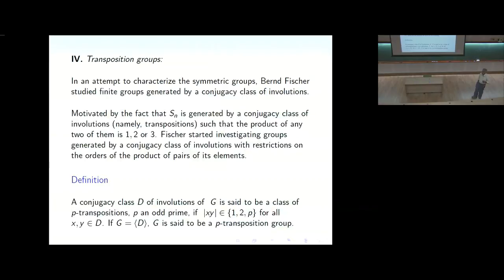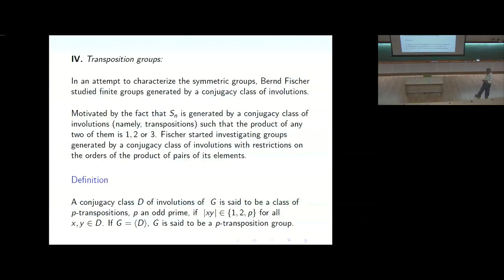And I'll only indicate another main theme that was started by Fischer, in analogy with the symmetric groups. The symmetric group, as all of you know, is generated by the set of transpositions, which is a conjugacy class of involutions, such that the product of any two of them has order 1, 2, or 3. You see that this property is the same thing from the diagrams. It's very clear that this is also true for the other Coxeter groups of type A_n, D_n, and E_n, that is, the Coxeter groups with a single bond.